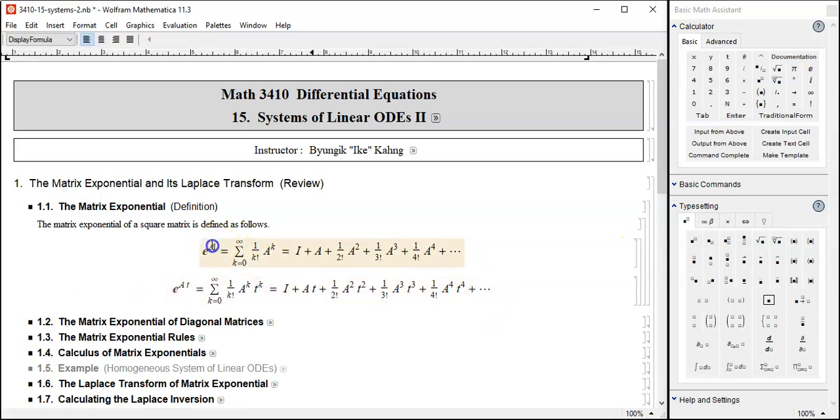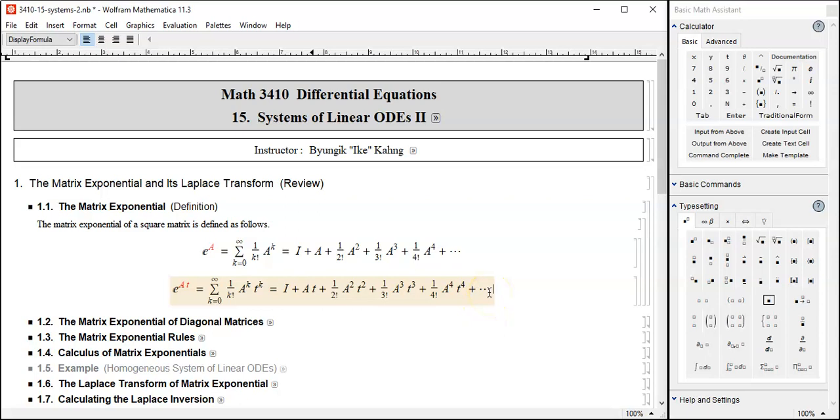Also, if I replace this matrix A by A times t, where t is a variable and A is a constant coefficient matrix, basically I'm replacing all these A's in the first expression by A times t, and that's going to give me the second expression down here. That second expression is particularly useful for systems of linear ODEs with constant coefficients. If this coefficient matrix A is constant, then you're going to be using this one.